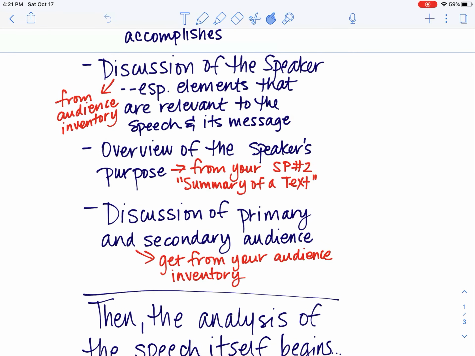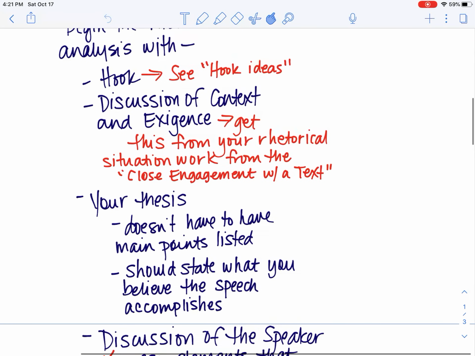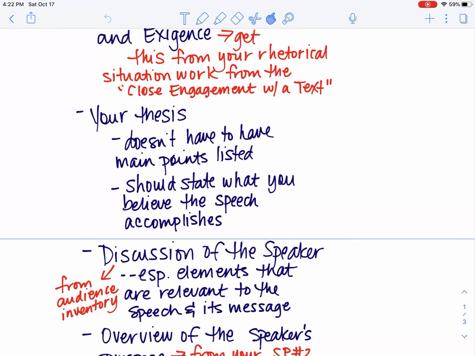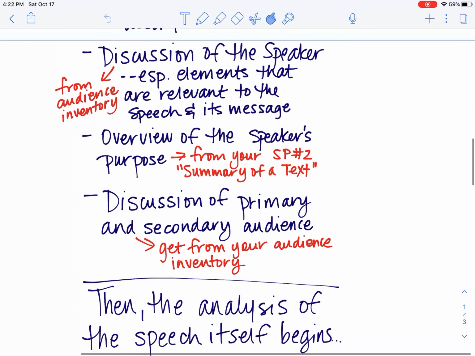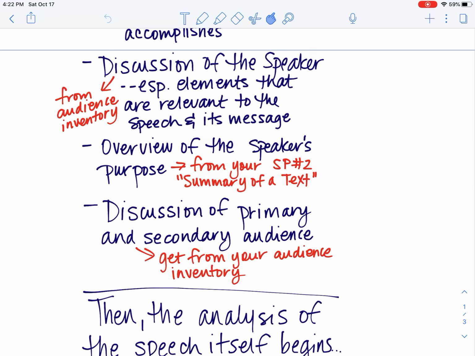Then you have a discussion of primary and secondary audience. This too I got from my audience inventory. And similar to my discussion of the speaker, in most cases I just took exact sentences from my audience inventory. Okay, so let's just recap. You've got the hook, discussion of the context of the speech, the exigence, which is the reason why this speech is necessary, your thesis that does not have to have three main points, discussion of the speaker, overview of the speaker's purpose, and discussion of the primary and secondary audience.